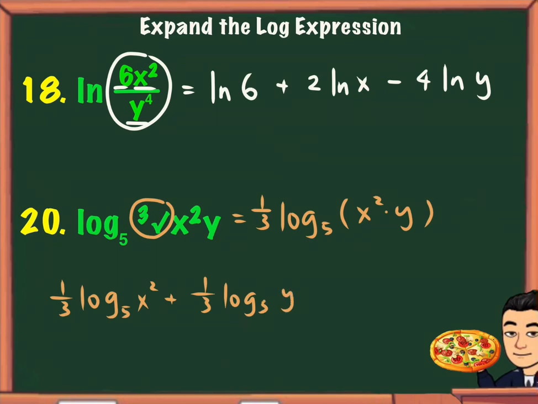You can also do the power property one more time. Bring the 2 to the front. So 2 is going to multiply by 1/3. So we're going to erase this. And then it's going to be 2/3. And that's going to be your expansion.